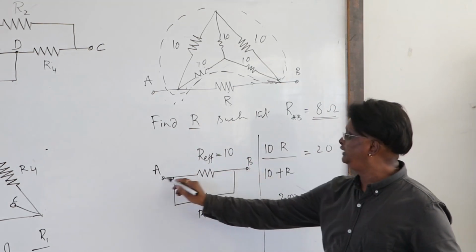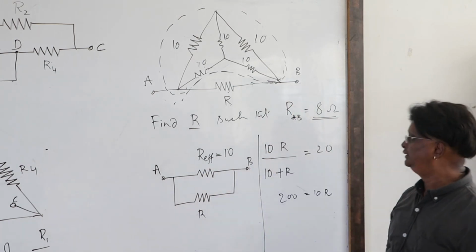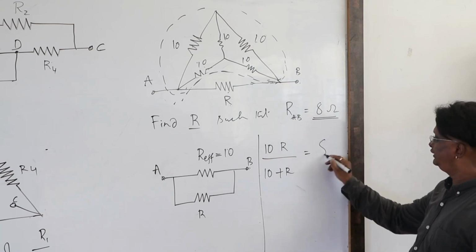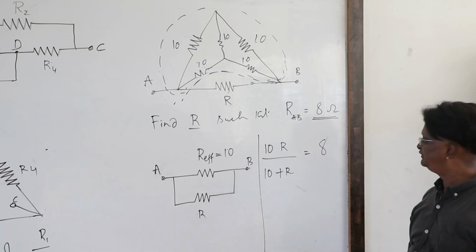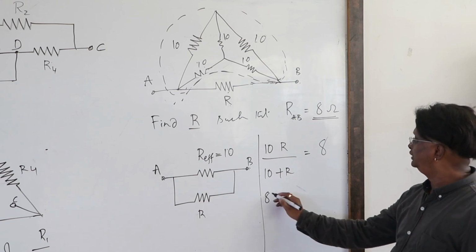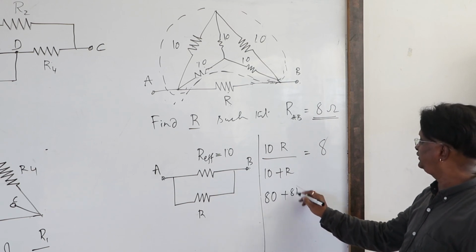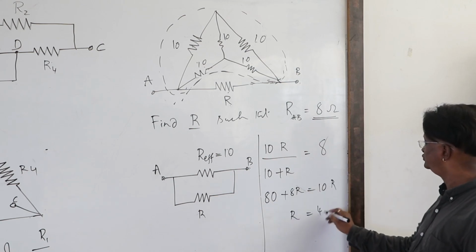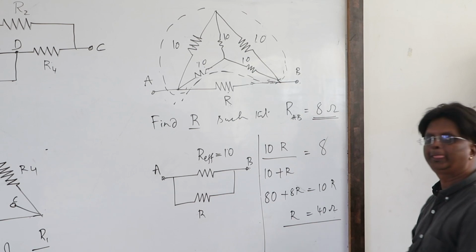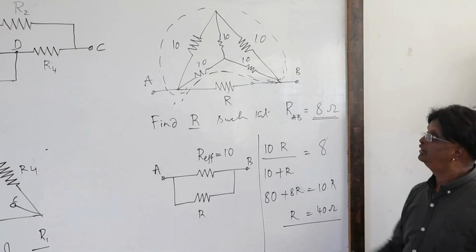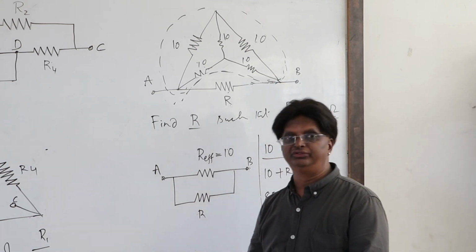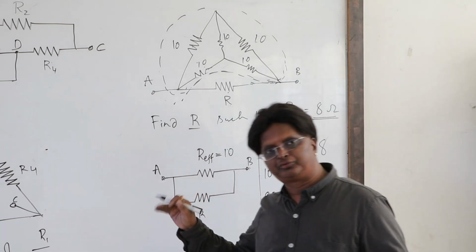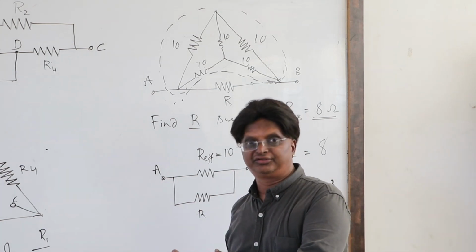Now, both are in parallel across AB. Therefore, now 10R by 10 plus R equal to 8. That's the answer, right? So 80 plus 8R is equal to 10R and R is equal to 40 ohm. R equal to 40 ohm. So it is nothing but a Wheatstone network which we can identify, and for that reason only I have given you 3 to 4 different geometric shapes.